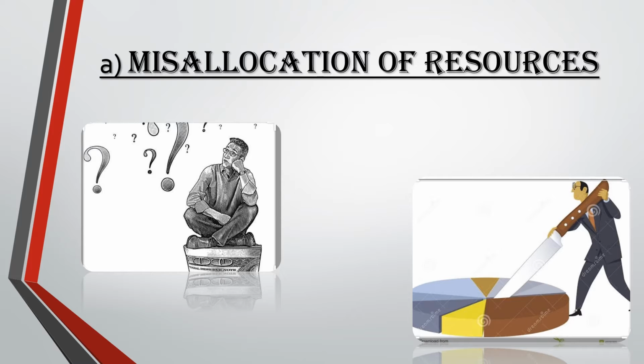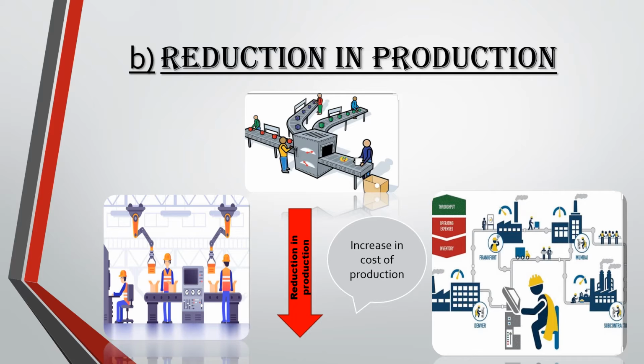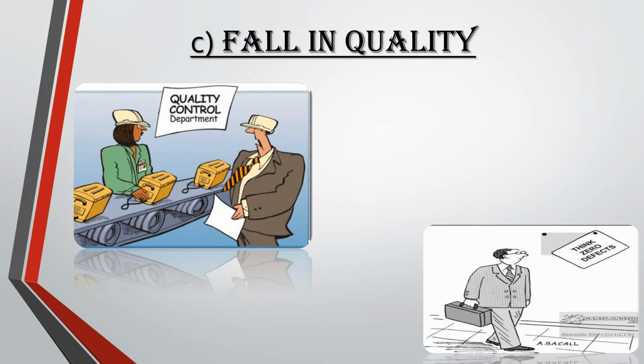Let's move to the next point, that is reduction in production. Inflation adversely affects the volume of production because the expectation of rising prices along with the rising cost of input brings uncertainty. Increased cost does not provide much profit to the producer, which results in reduction in production.